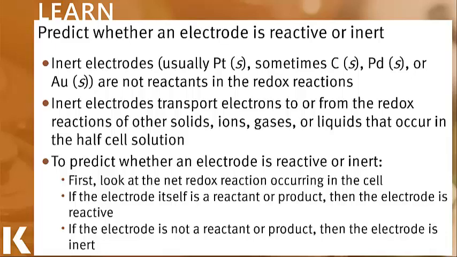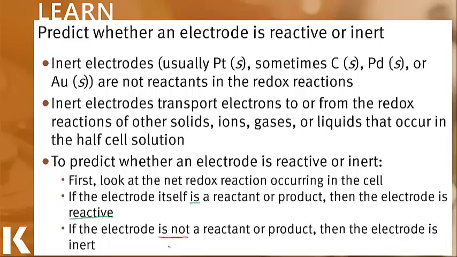We need to be able to predict whether an electrode is reactive or if it is inert. First thing that we need to do is look at the net redox reaction that is occurring in that cell. If the electrode itself is a reactant or a product, then that electrode is considered reactive. On the other hand, if the electrode is not a reactant or a product, then that electrode is considered inert.